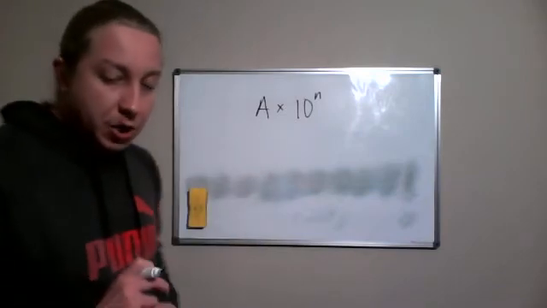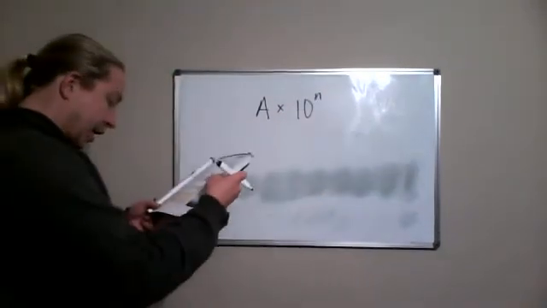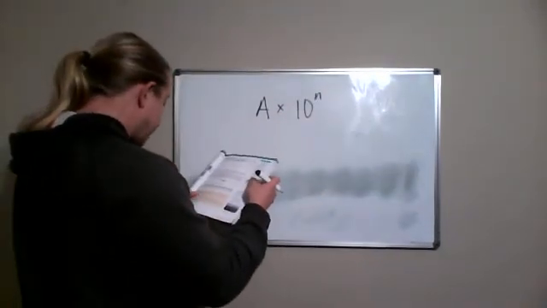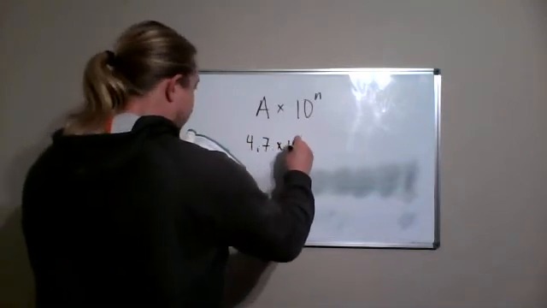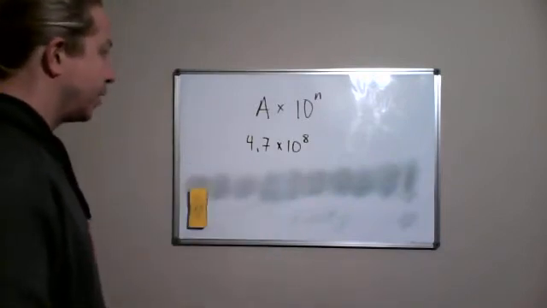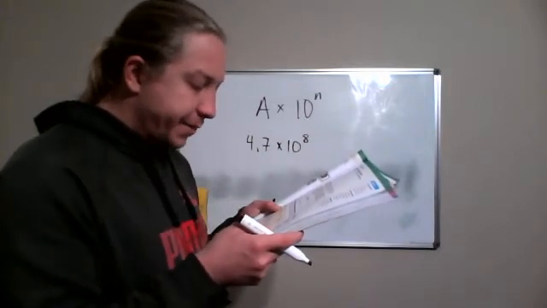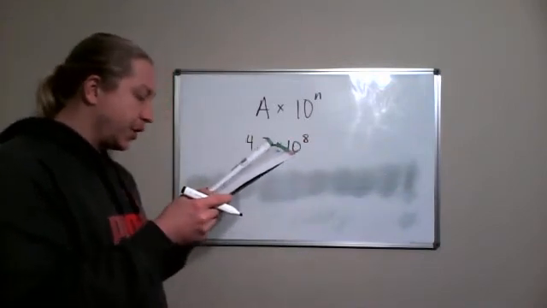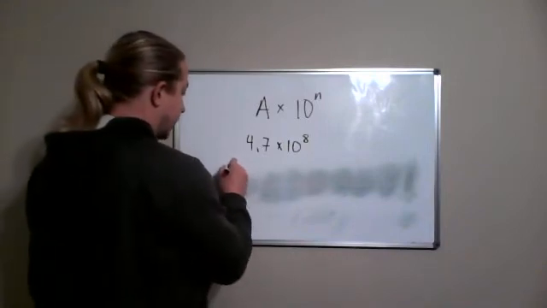So we don't want a 2-digit number there. How are we going to do this? Let's do an example in the book. I'm on page 41. They say write 4.7 times 10 to the 8 in scientific notation. No, wait, hold on. Write 4.7 times 10 to the 8, which is written in scientific notation, in decimal notation. So we need to write this in decimal notation.